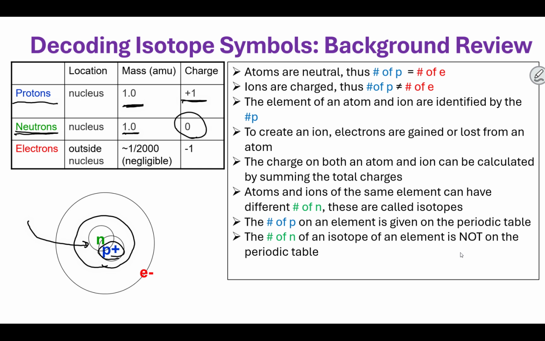Finally, we have electrons. Electrons are outside of the nucleus, and here I have it drawn outside of the nucleus. However, this is not to scale. If you're at home looking at this on your computer or your phone, that electron is a couple blocks away. So this is not to scale. They're outside the nucleus, very far away from the nucleus, and their mass is negligible.